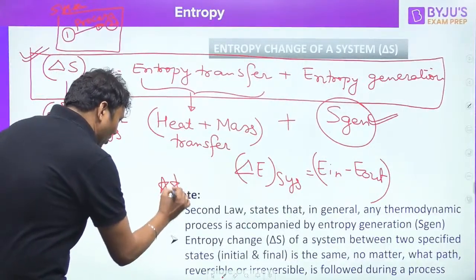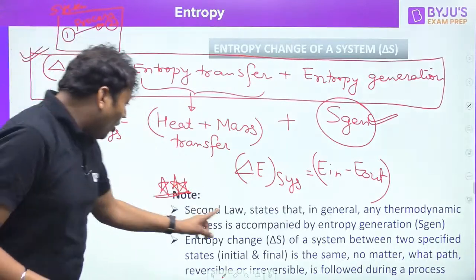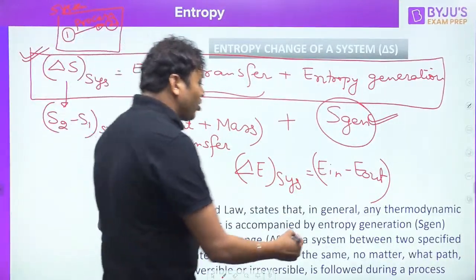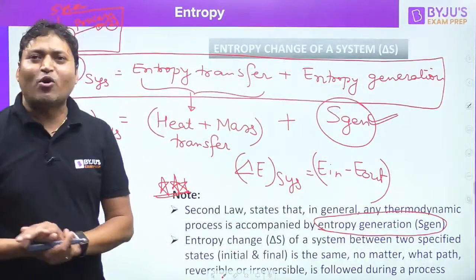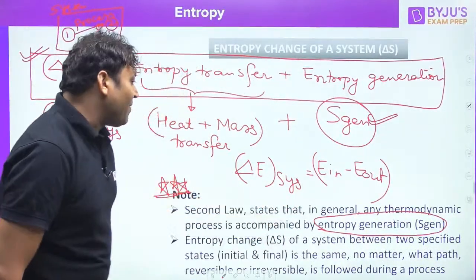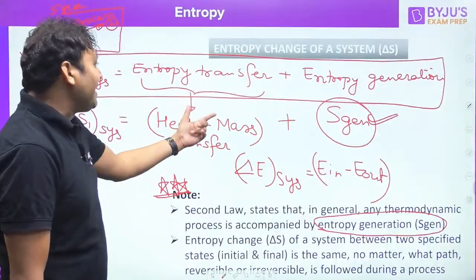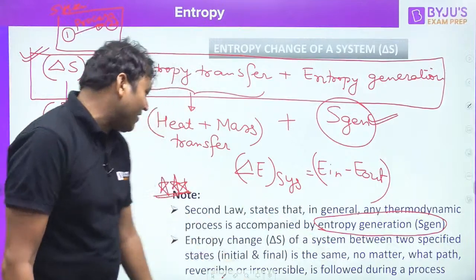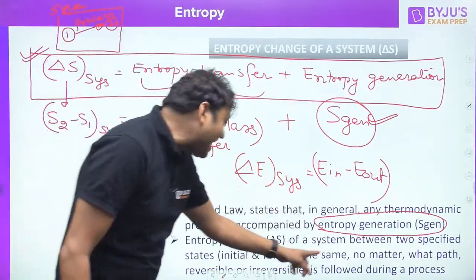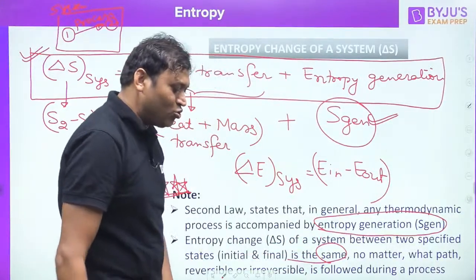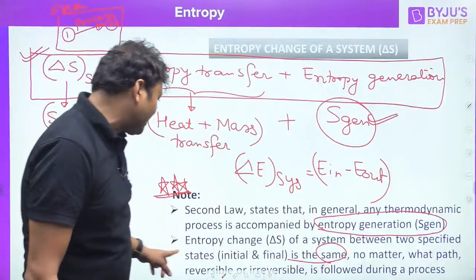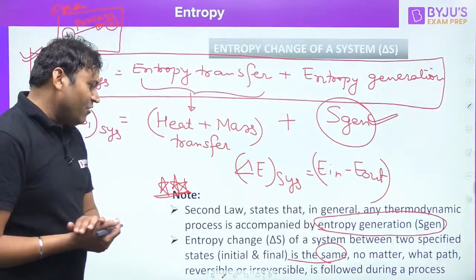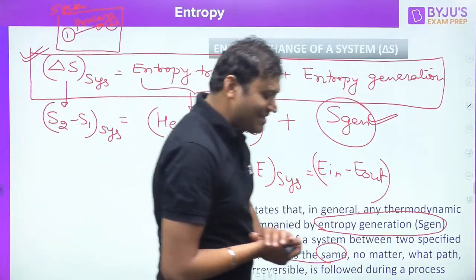So there are important points. According to the second law, in general, any thermodynamic process is accompanied by entropy generation. Any thermodynamic process undergone by the system is always accompanied by entropy generation along with the entropy transfer, and that will make the total change in entropy of the system. And the entropy change of a system between two specified states, initial and final, is the same. Do you remember I had given one example, 10 kilojoule per Kelvin? The entropy change of a system between two specified points 1 and 2 will remain the same no matter what process or what path, reversible or irreversible, is followed by the system during the process.